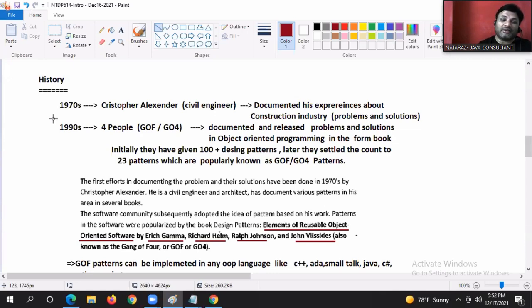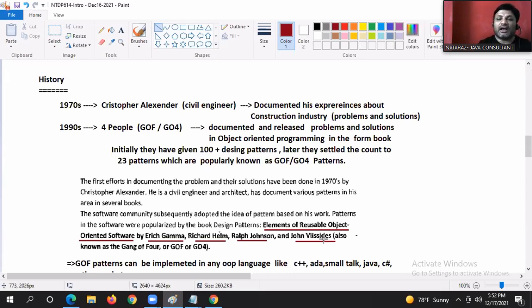Bible of those particular days in building construction. Somehow in the 1990s, the Gang of Four: Erich Gamma, Richard Helm, Ralph Johnson, and John Vlissides. These four people were inspired by that book, by that thought. They also identified that there are so many problems and so many solutions for object-oriented programming.